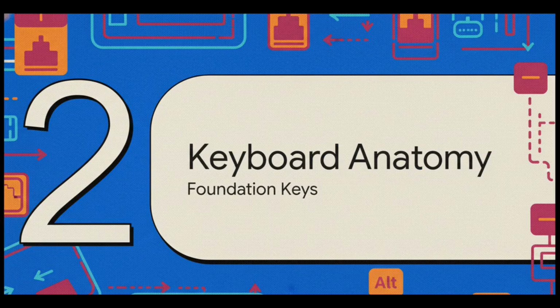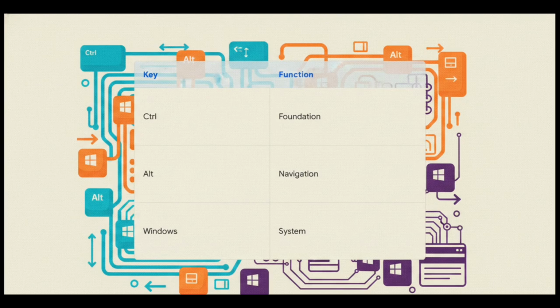Moving right along to section 2, anatomy of the keyboard. Before we get to the really flashy stuff, you have to understand your primary weapons for bypassing the mouse. We're looking at Control, Alt, and the Windows key. The Control key is the absolute foundation for almost all your basic commands. Alt, that's your go-to for navigating between windows. And the Windows key instantly accesses your operating system functions.